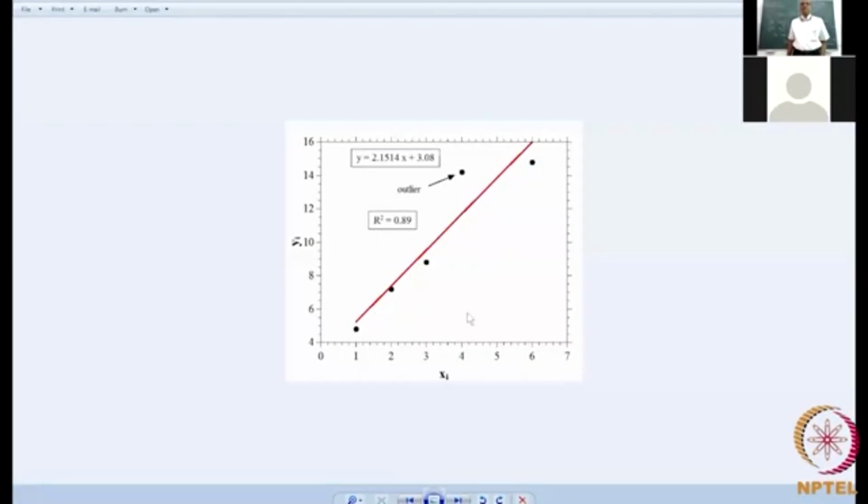Can you see the screen share? Yes. Very good. Rajesh, you want to talk? Okay, sir. I'll talk for a few minutes. From the data points given, if we consider the outlier, the R-square value we are getting is 0.89 with a correlation y equal to 2.1514x plus 3.08.